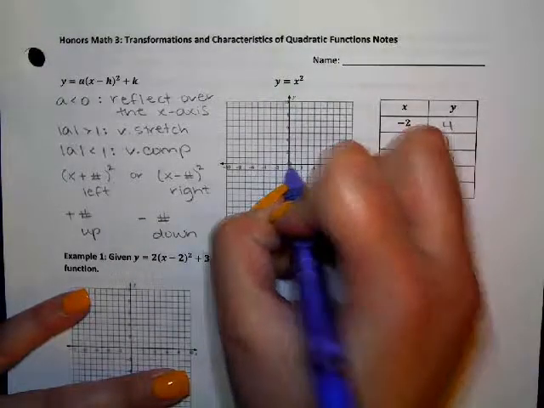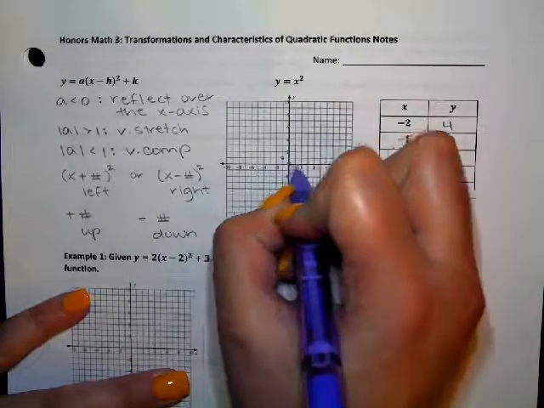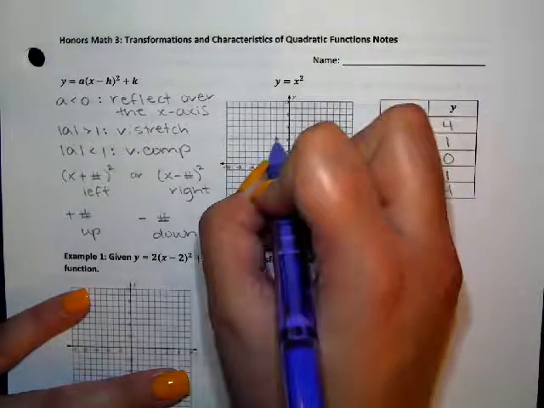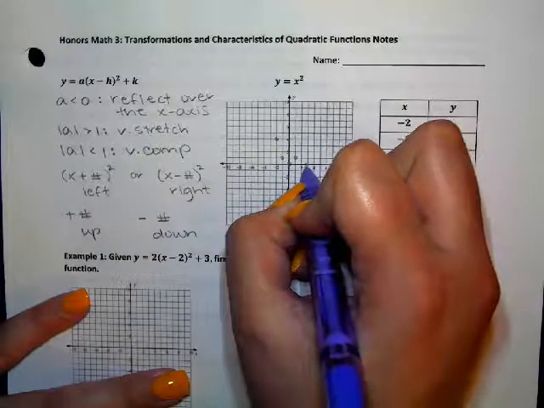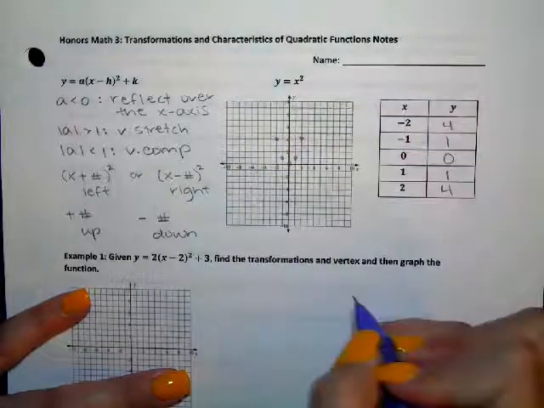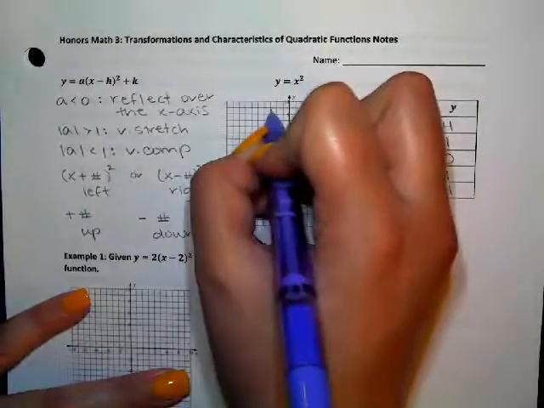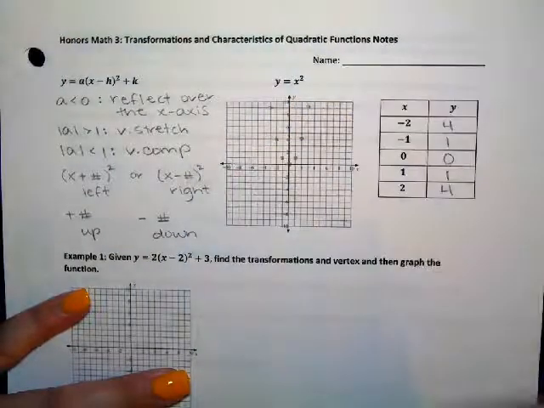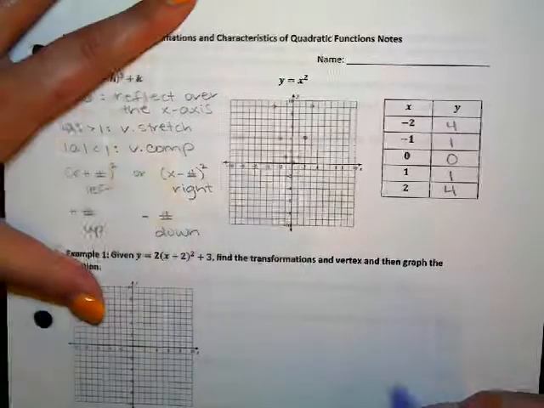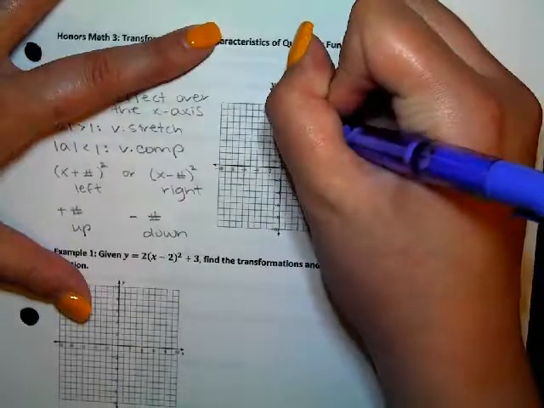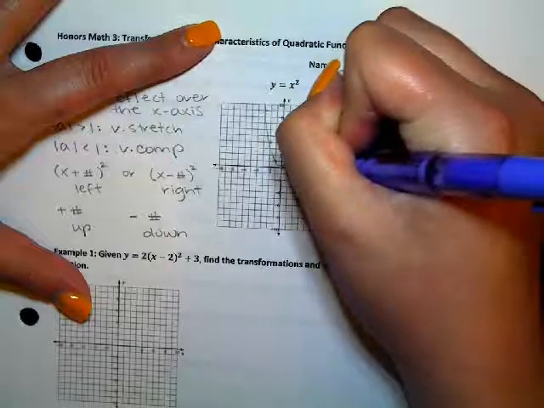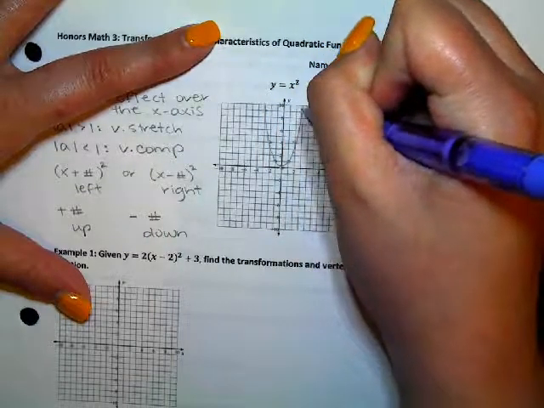So we got (0, 0), (-1, 1), (1, 1), (-2, 4), (2, 4). If we were to do -3, that would be 9. 3 is 9. So we don't typically go up to 3, but we could for the parent graph at least, so we can see it. So you're going to be really careful to draw this. It is U-shaped, not V-shaped.